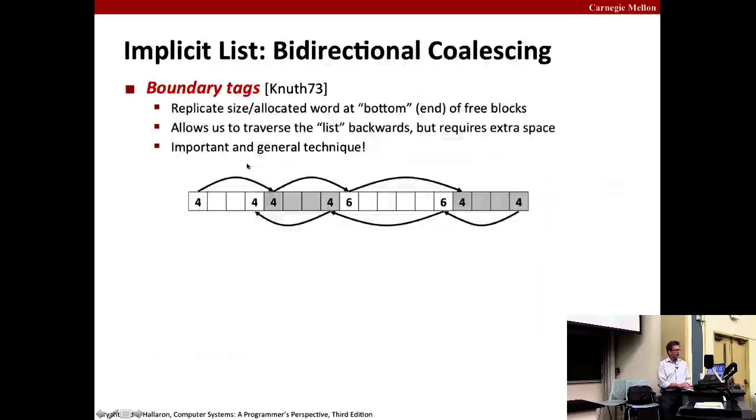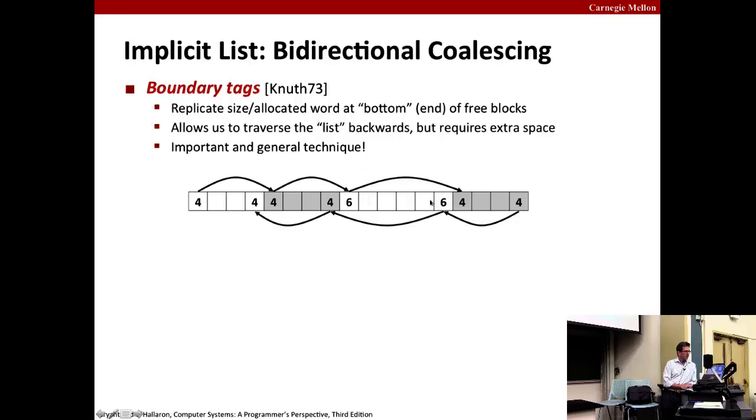So the solution was proposed by a famous computer scientist, Don Knuth, in 1973. It's very clever, but very simple. Like all really good ideas, it seems obvious when you see it, but it turns out to be a very useful technique. The idea is just, for each block, to replicate the header at the end of the block. So each block now contains an identical header and footer, and this creates sort of an implicit backwards link that we can use.